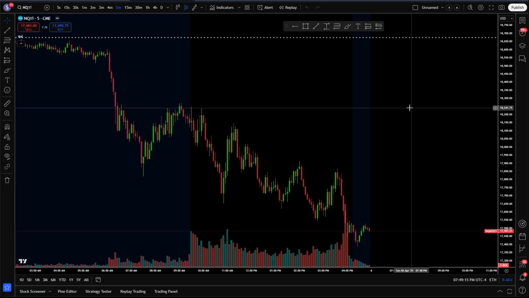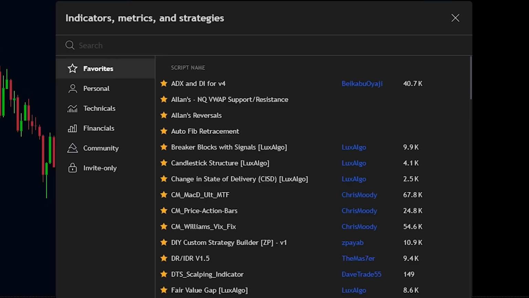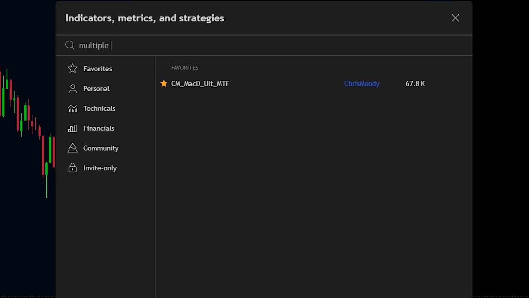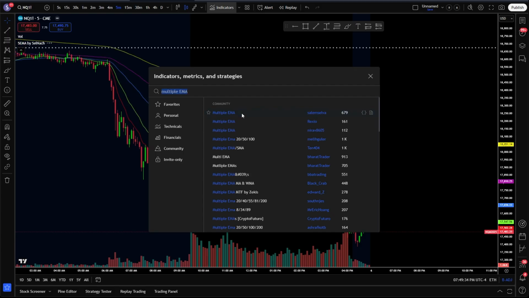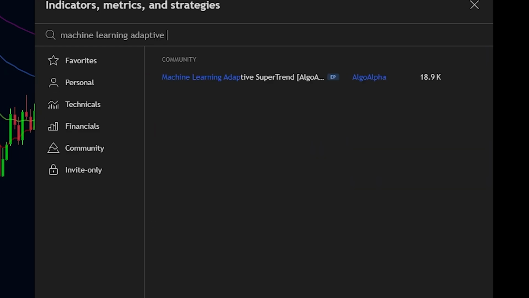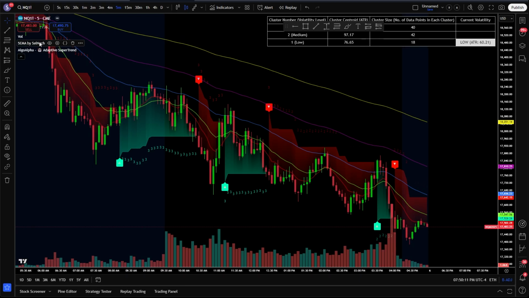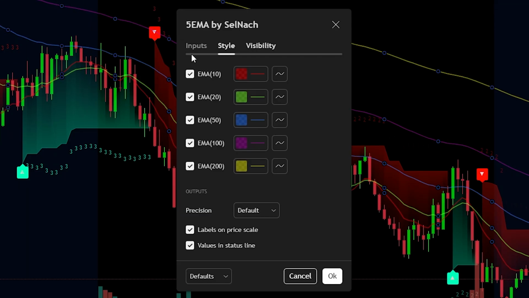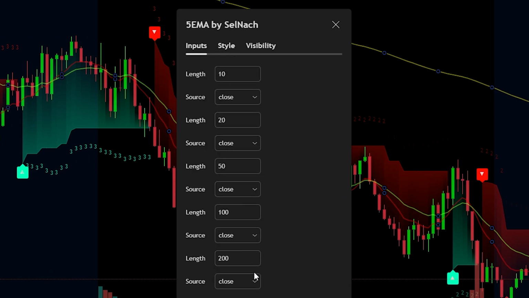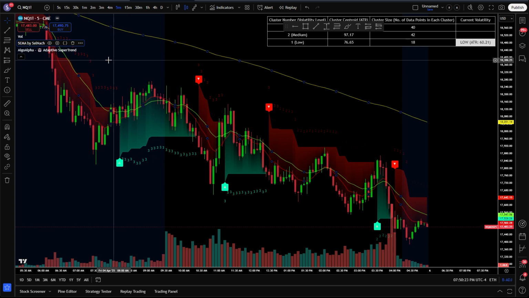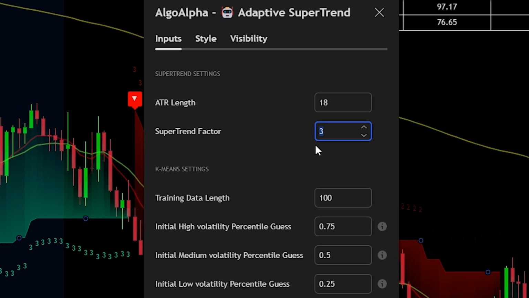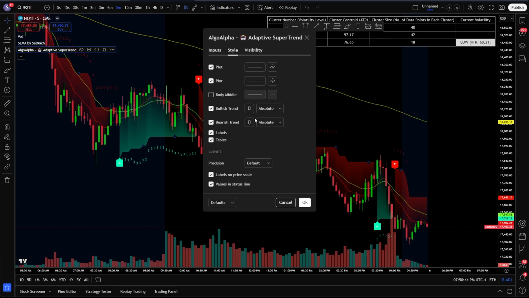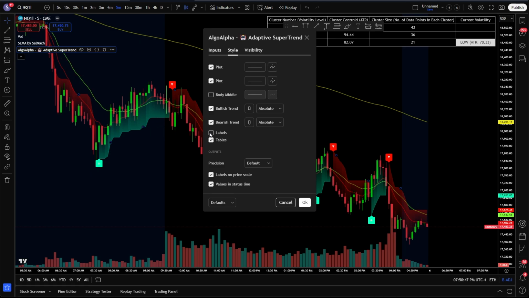So following what the video says, just go to TradingView, and if you don't want to type them out, just check the description box below, you can copy them. But the indicators are called Multiple EMA by Slava and Machine Learning Adaptive Supertrend by Algo Alpha. To start, go to the settings of the multiple EMAs, and under the Style tab, turn off the 50 and the 100 EMA. We don't need those. All you need is the 10, 20, and the 200. Or if you don't want this indicator at all, you could just get 3 EMAs and that'll work also. For the Algo Alpha, go to the settings and under inputs, ATR length is 18 and the supertrend factor is 2.